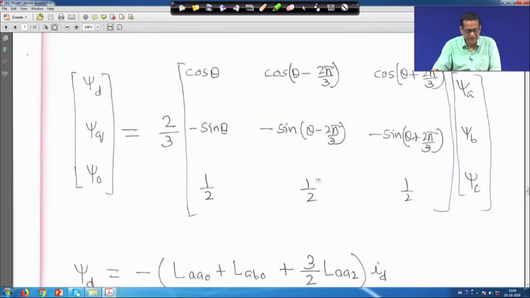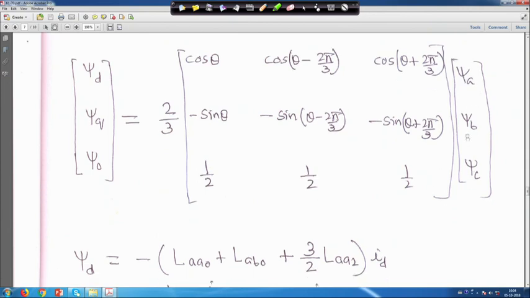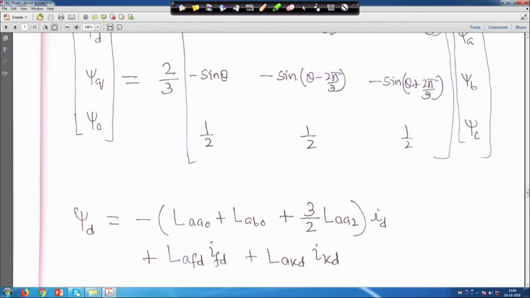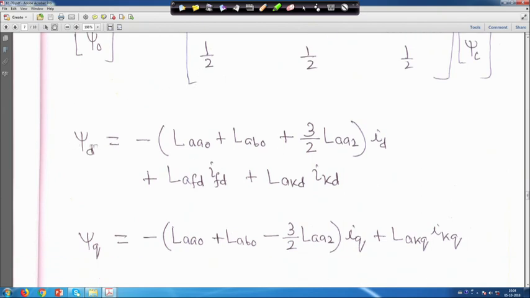So the question is that we are giving the psi d expression, and we know the psi a, psi b, psi c expressions, which you have to substitute. Put the expressions of psi a, psi b, psi c here and just simplify, then you will get psi d is equal to minus (L A 0 plus L A B 0 plus 3 by 2 L A 2) I D plus L A F D I F D plus L A K D I K D.